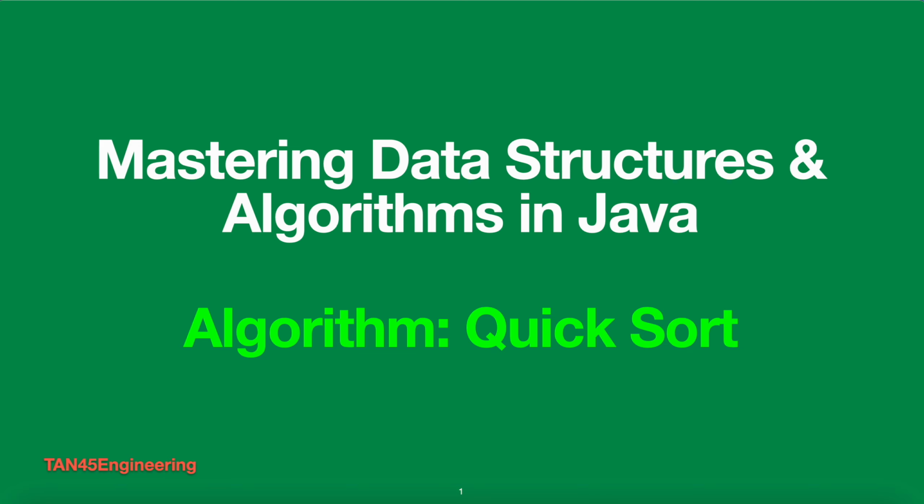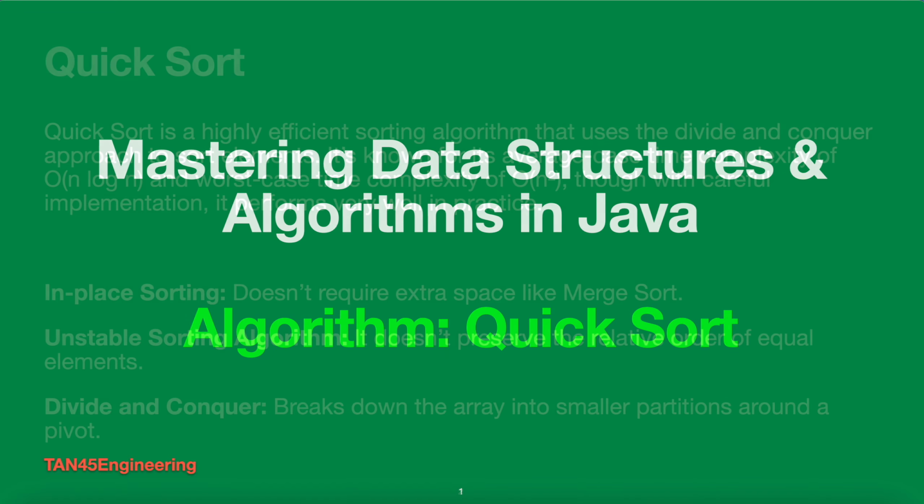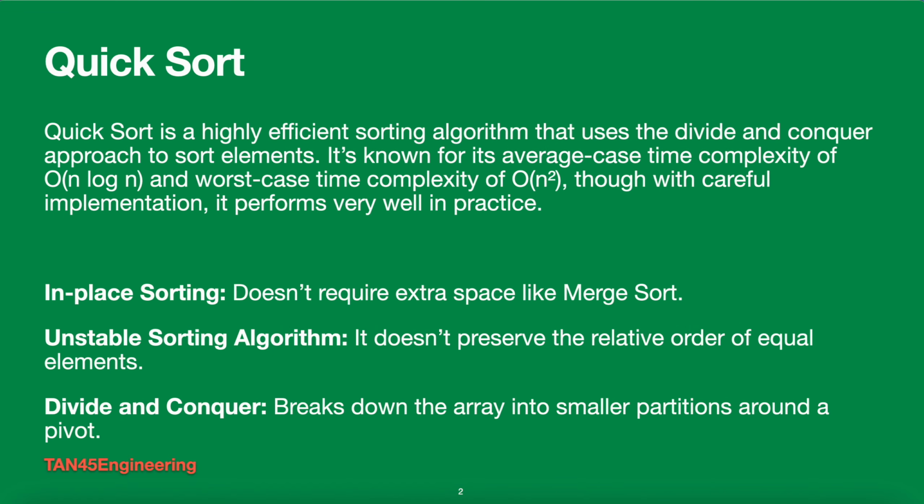We are here with yet another video in our Mastering Data Structures and Algorithms in Java series, and today's topic is quicksort. Let's get started. Quicksort is a highly efficient sorting algorithm that uses divide and conquer, just like merge sort. It's known for its average case time complexity of O(n log n), just like merge sort, though the worst case is O(n²). With careful implementation, it performs very well in practice.